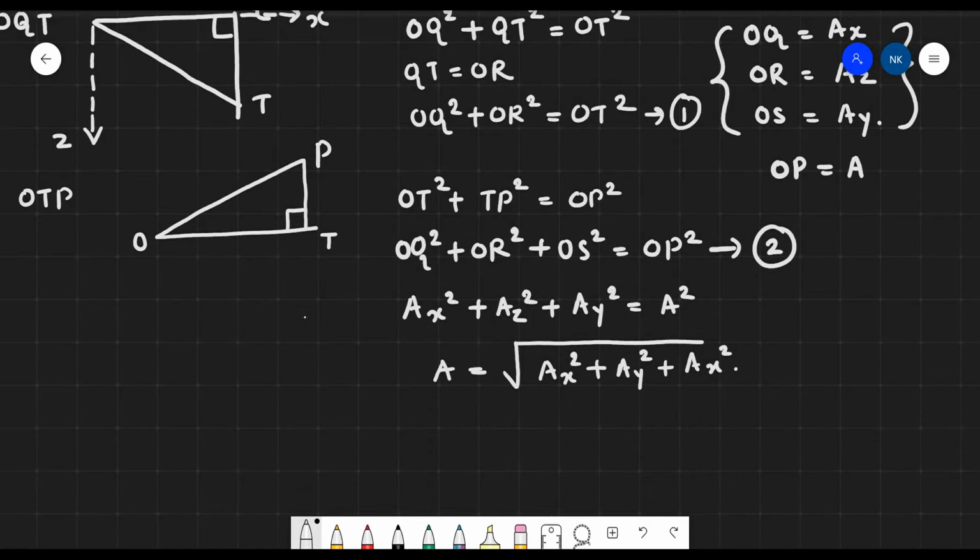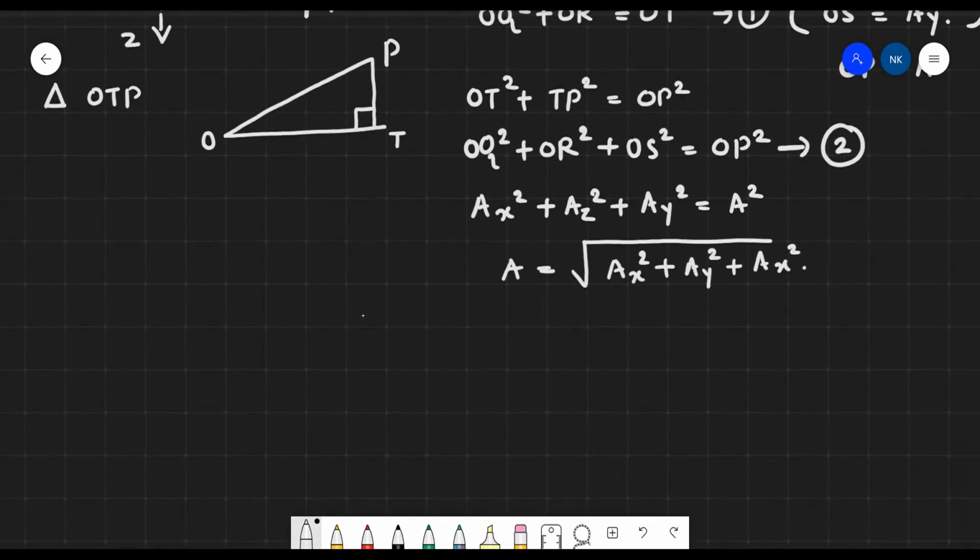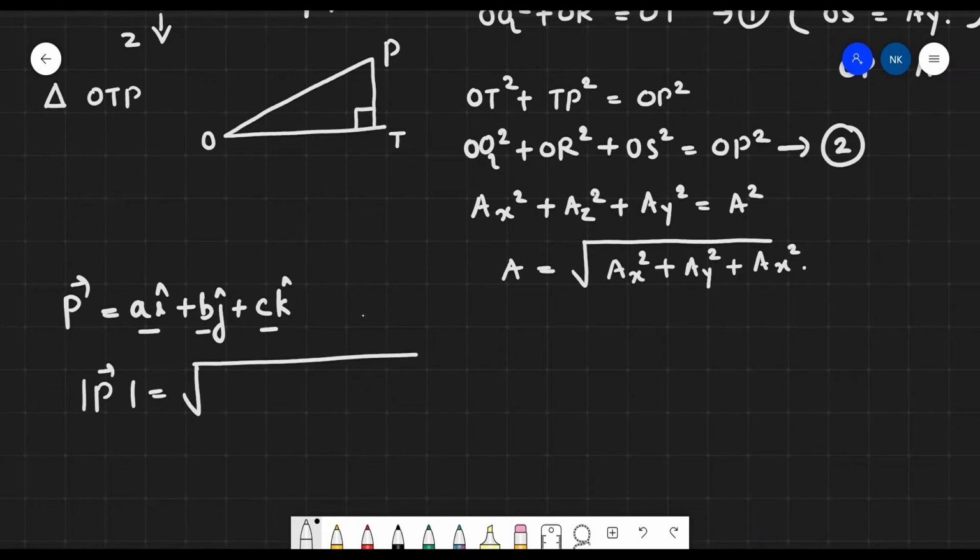Alright, so my concluding statement is, if you are provided with a vector, say vector P equals a i cap plus b j cap plus c k cap, with X component, Y component and Z component, now the magnitude of your vector is going to be the square root of the coefficient of the X component squared, that is a square, plus the coefficient of the Y component squared, that is b square, plus the coefficient of the Z component squared, that is c square. Hope you got it.